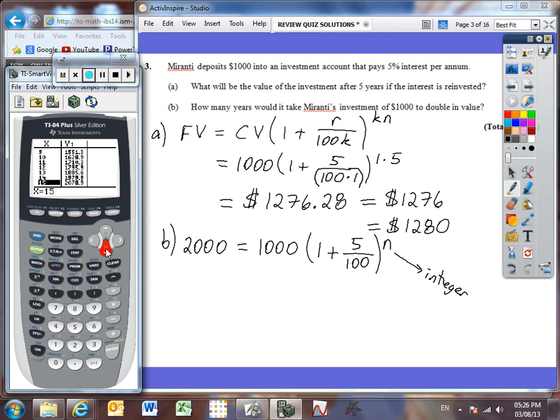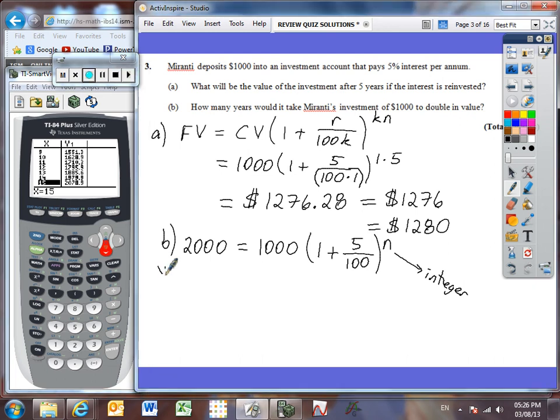There we go. So let me put in a full solution here. We state that y1 is equal to our function of 1,000 times 1 plus 5% to the power of x. And now we'll draw a little picture of our table. We don't need to use the whole table. We just need to show the values that matter.